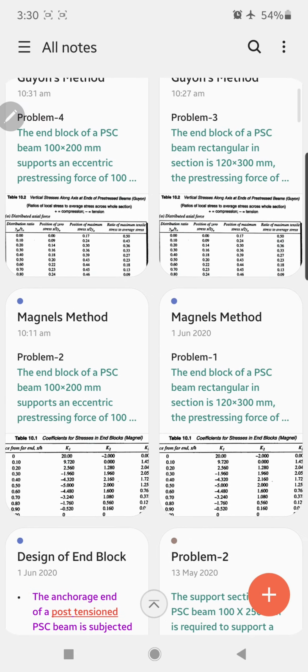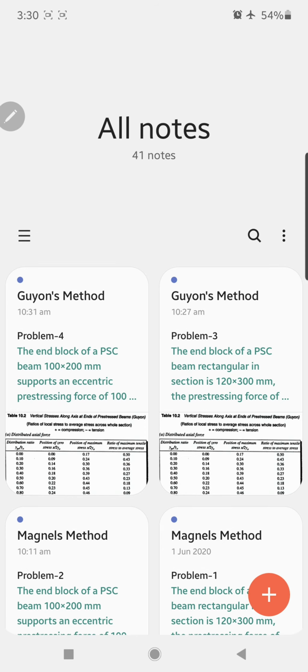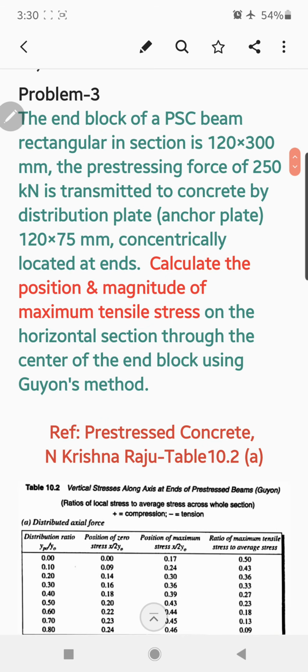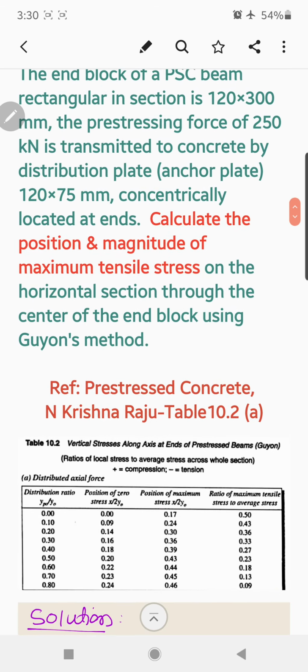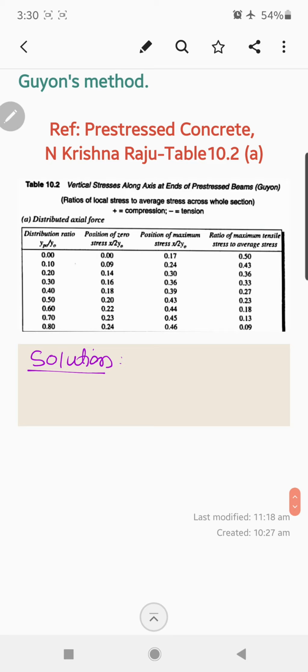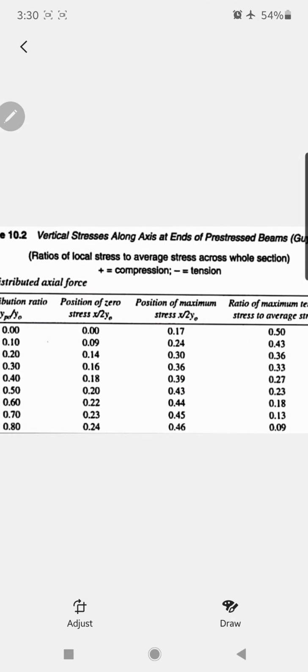Now let us solve the first problem of Magnell's method by Guyon's method. So this will be the first problem on Guyon's method. The same problem, 120 by 300 mm, with a concentric anchor plate of 120 by 75 mm. Now let us solve this problem. For this problem you require a table from the textbook Pre-Stressed Concrete by N. Krishnaraju, table number 10.2a. So this is the table.